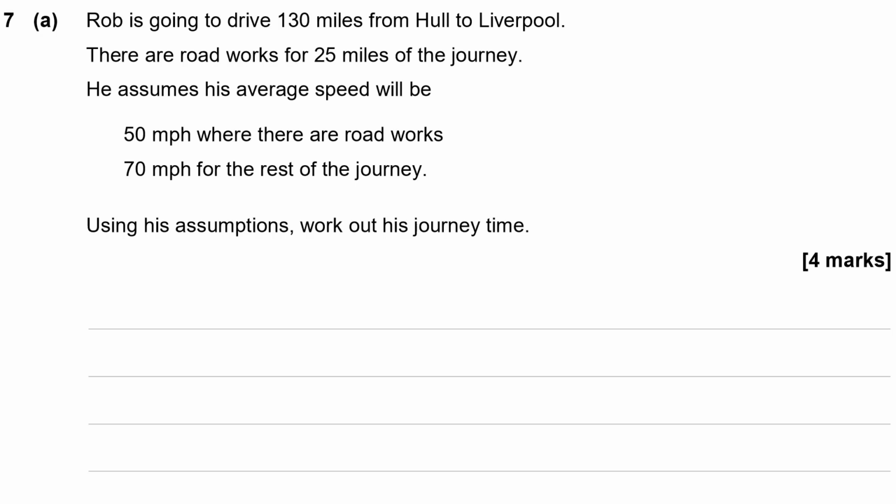So I'm going to break this journey up into its 2 different sections, the part where there are roadworks and the part where there are not roadworks. So during roadworks, the distance is 25 and the speed equals 50.